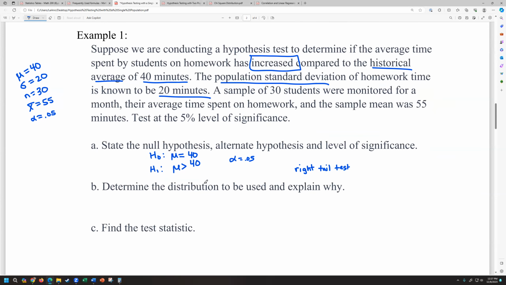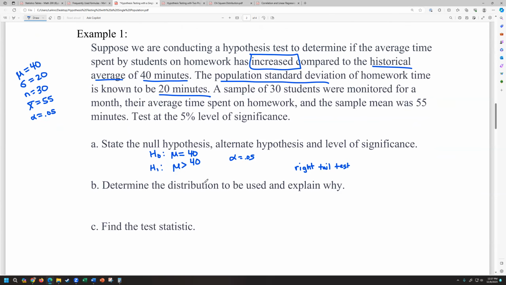Okay. All right, what distribution are we going to be using? Well, the big things to check: is our sample size large enough, or did they tell us somewhere in the problem that the distribution of time spent on studying for homework is normal or bell-shaped or symmetric? The sample size is 30, so we're good there. So our n is greater than or equal to 30. So that means we can proceed with that part. And population standard deviation is known, which is our sigma. That means we're going to use the normal distribution.